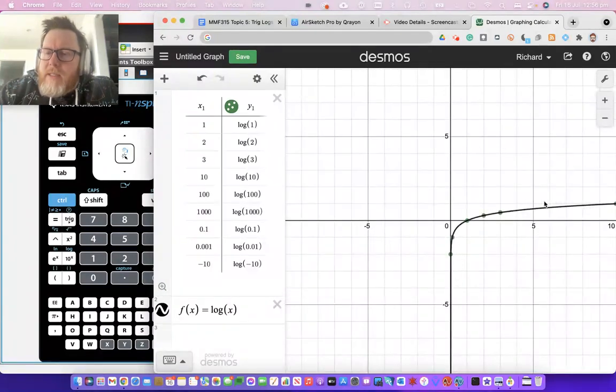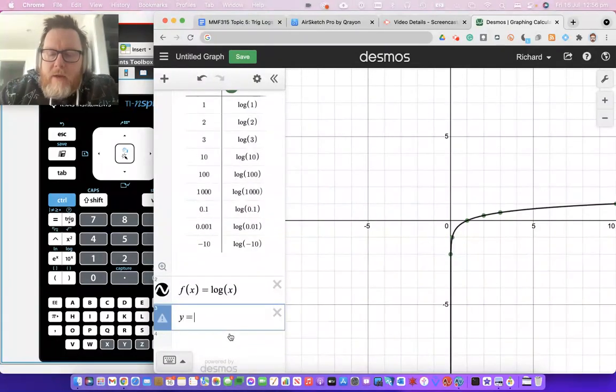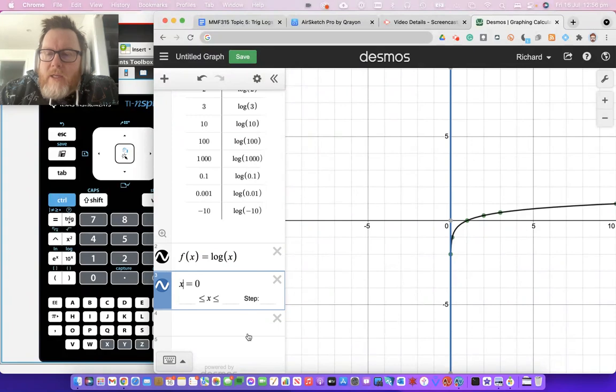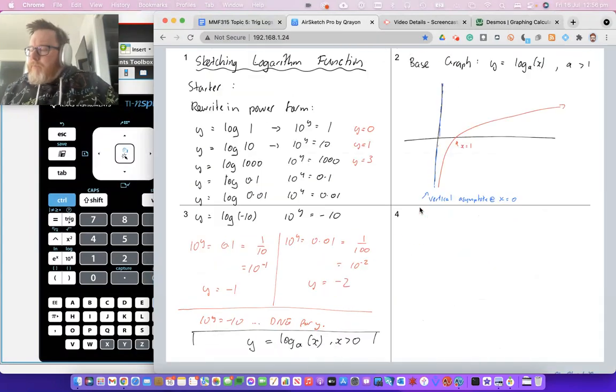So this is the basic look at the function. Left to right, it's just going on forever, but just really slowly. Right to left, the graph is approaching the y-axis, so it's approaching x equals 0, but it's not actually ever reaching it. And so there is what is called a vertical asymptote at x equals 0. The y-axis is when x equals 0. Okay, so let's have a look at that, and we'll wrap up the video there.